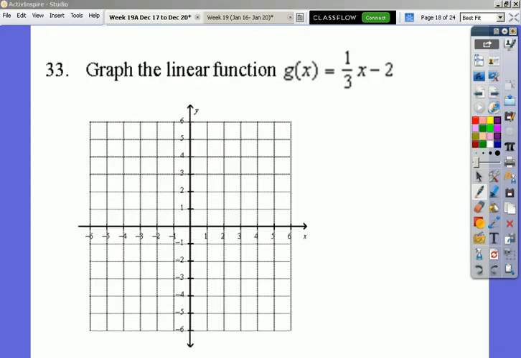Number 33 says, graph the linear function g of x equals 1/3 x minus 2. Where do I start? -2. Then where do I go from there? Up 1. Up 1, over to the right how many? 3. Or down 1, and then what? To the left 3. Yep, over to the left, 1, 2, 3. So either direction works. Remember, up means positive, right means positive, down means negative, left means negative. And that makes sense because I have a positive slope, so I'll be going uphill. Do you have any questions about that? Starting point, your y-intercept, -2.